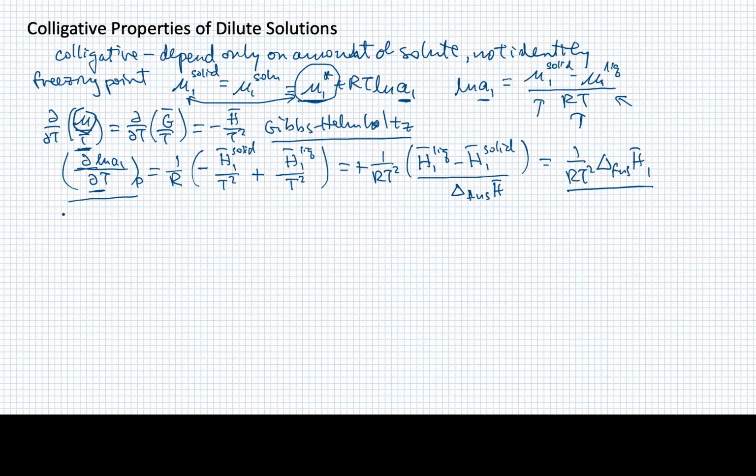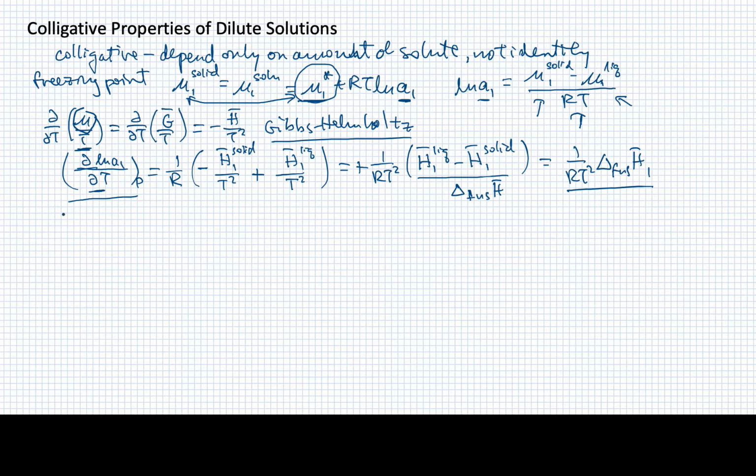So I'm going to have an integral now from the fusion temperature of the pure substance to the fusion temperature now of the solution. Okay, so be clear about those integration limits. And then the thing that I'm integrating is this function dT. So I'll have 1 over RT squared delta fusion of the molar enthalpy dT.